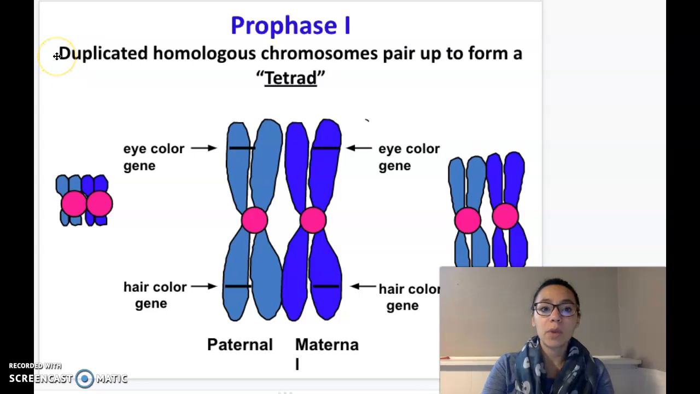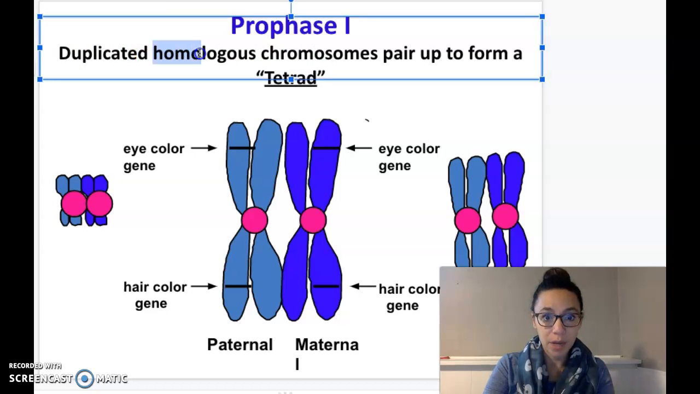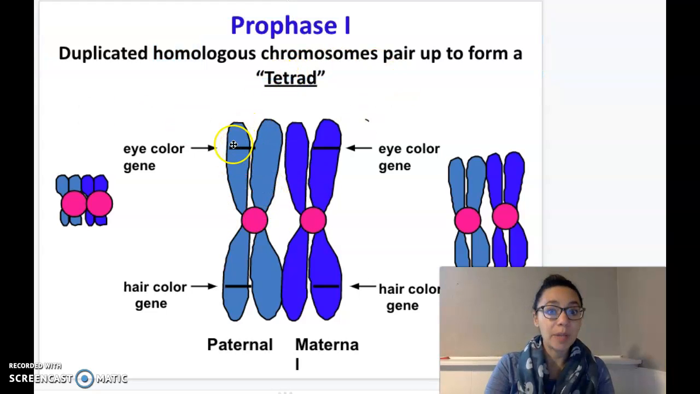So this is where duplicated homologous chromosomes. Homologous means same, right? Homo means same. So these are pairs of chromosomes that have the same genes like I talked about in the beginning. And they're replicated, so they look like X's. So we have mom, or maternal, and paternal is dad. So dad's chromosome 1 and mom's chromosome 1.